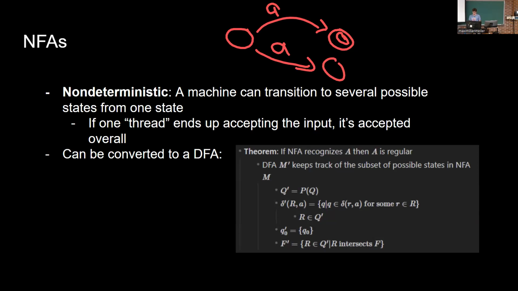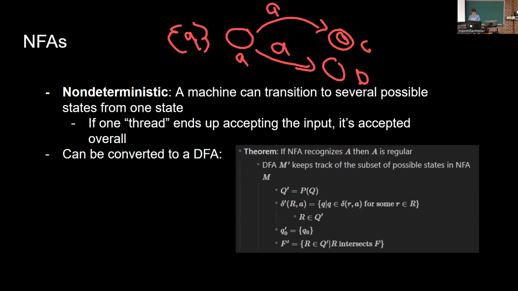And an important point is that these can actually be converted to DFAs. How this works is your starting state is the same, and at any point, your states are a set of possible states in the other machine. So say this is our starting state. We would start with Q. We'll call this one Q, and we'll call these C and D.